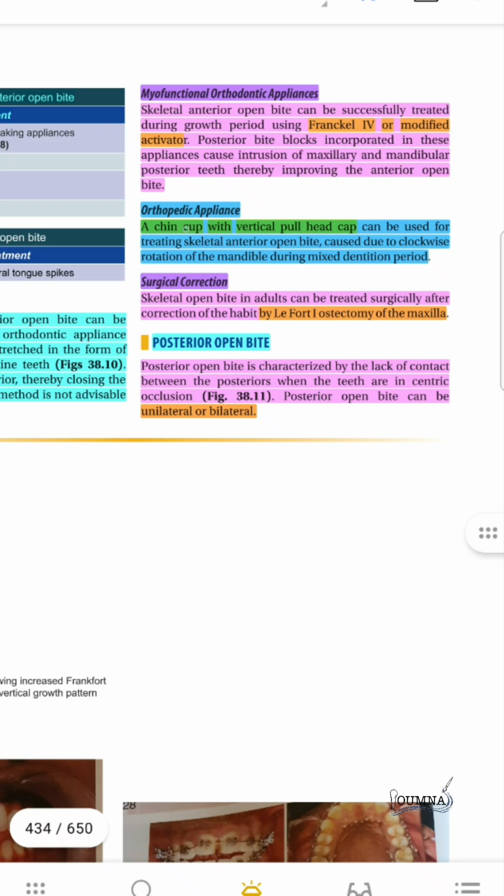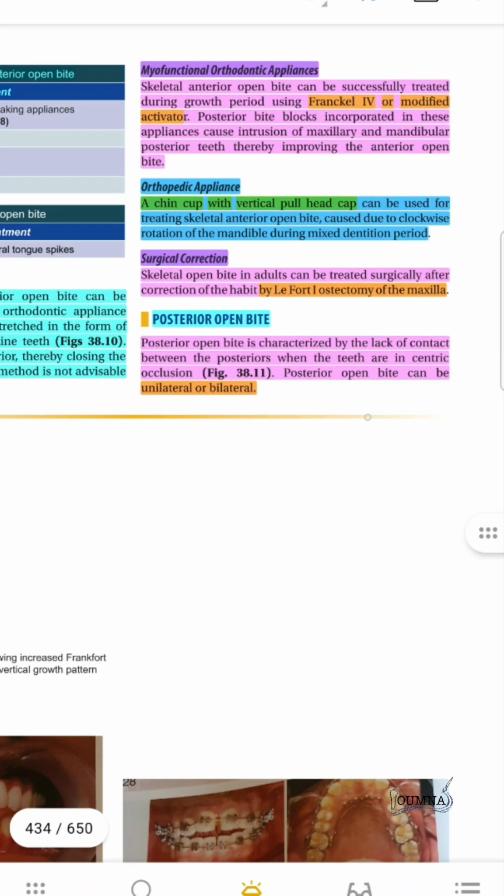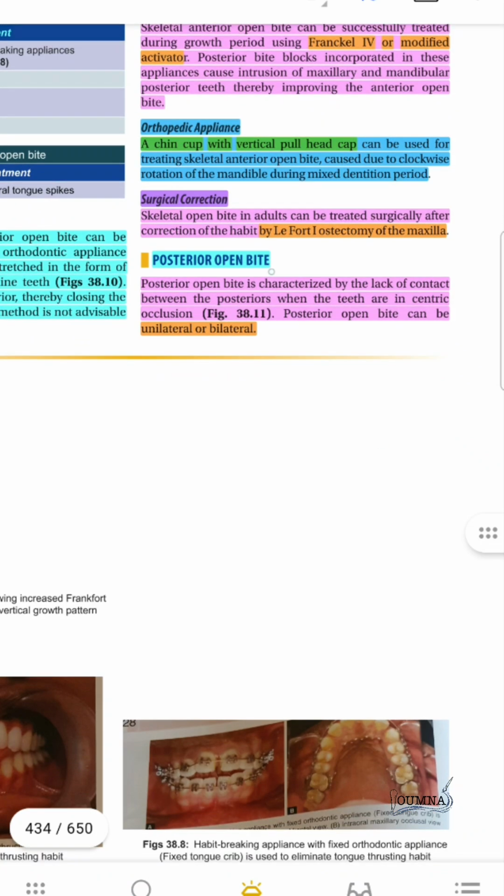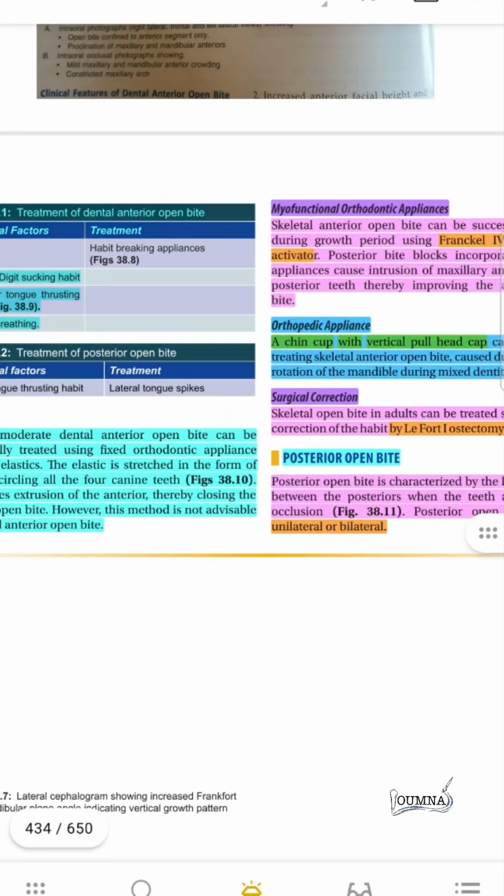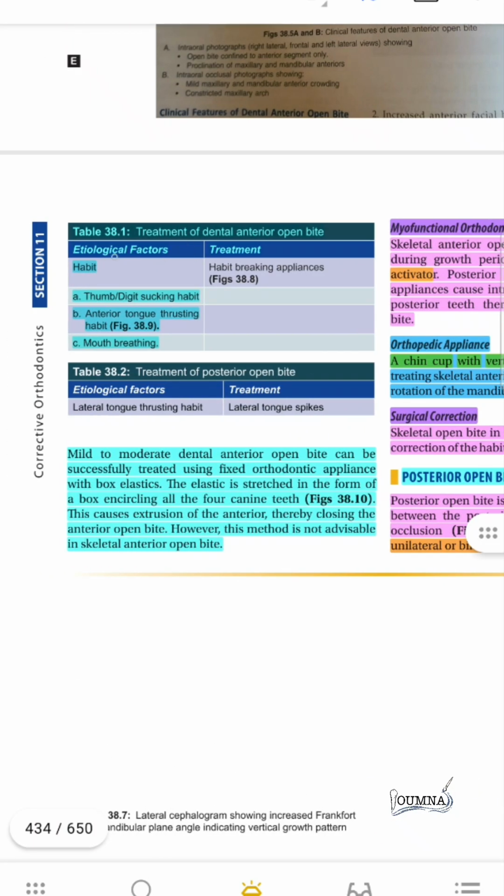Orthopedic appliances like the chin cup with a vertical pull head cap can be used for skeletal anterior open bite to cause clockwise rotation of the mandible during the mixed dentition period. The surgical correction is indicated when we exceed the growth period, where we use Le Fort osteotomy of the maxilla, and if the cause is due to oral habit, we use habit breaking appliance.